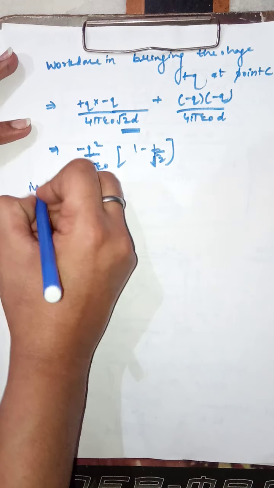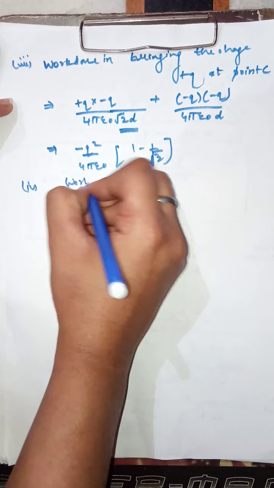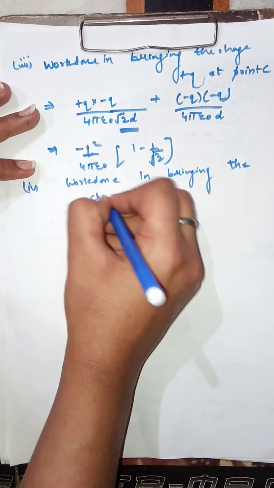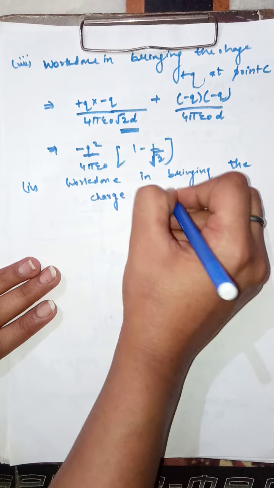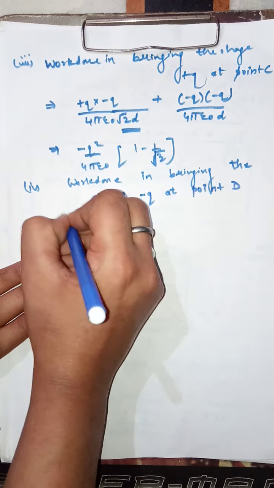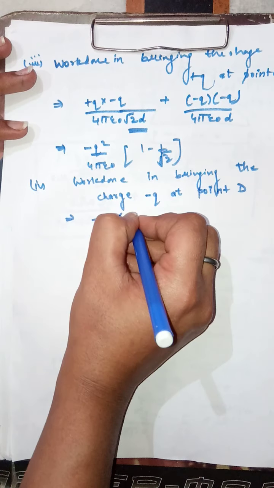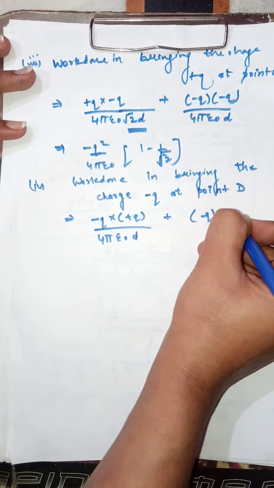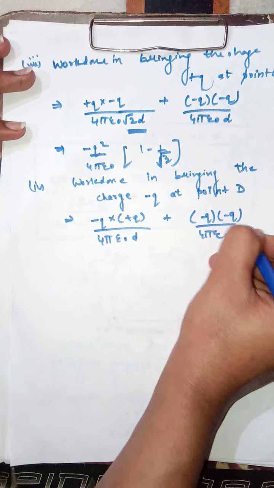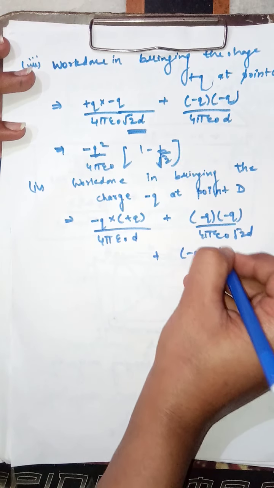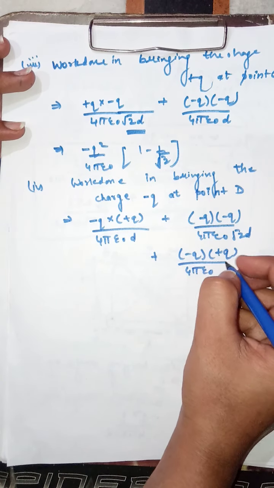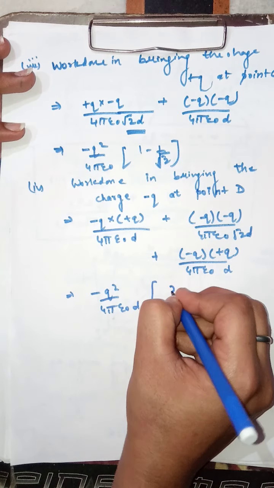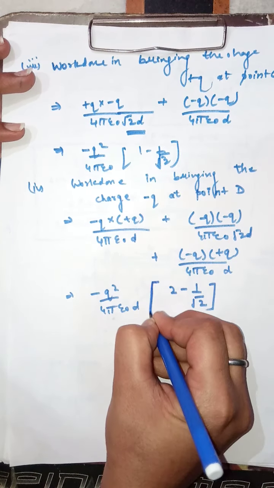Now, the next case is our third case, the work done in bringing the charge minus q at point D. This work done is given by minus q multiplied by plus q by 4 pi epsilon naught d, plus minus q multiplied by minus q by 4 pi epsilon naught root 2d, plus minus q into plus q by 4 pi epsilon naught multiplied by d, is equal to minus q square by 4 pi epsilon naught d (2 minus 1 by root 2).